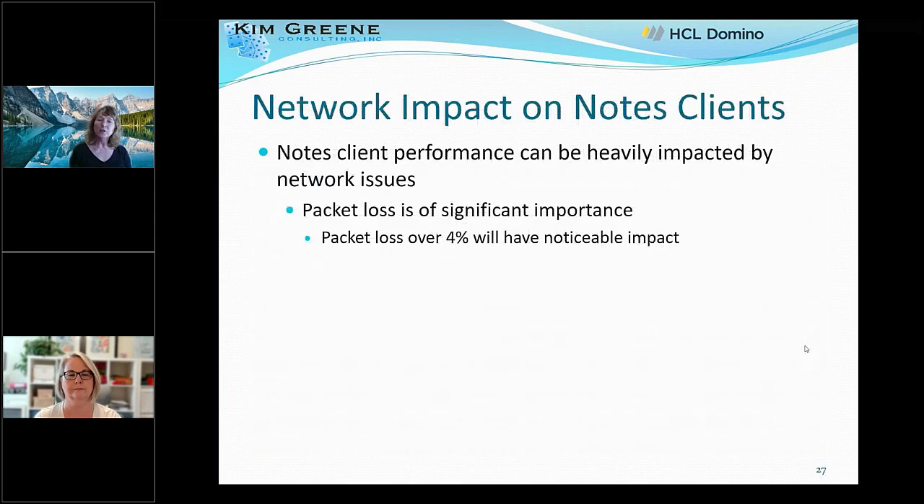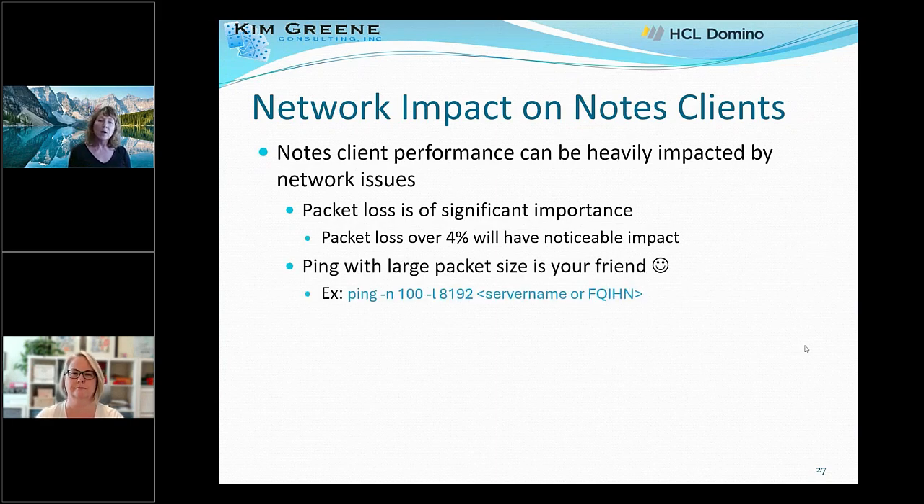Another thing to do is to look at your network performance. This is very, very critical. Notes clients can be very heavily impacted if there's a lot of network noise going on. The way that you find this out is you run traces and find out what your packet loss is. The sweet spot is 4% or less for packet loss. If you have 4% or higher, then your Notes client is going to be impacted. It's going to appear to the end users that the server's slow and applications are slow, but it's really a network performance issue.